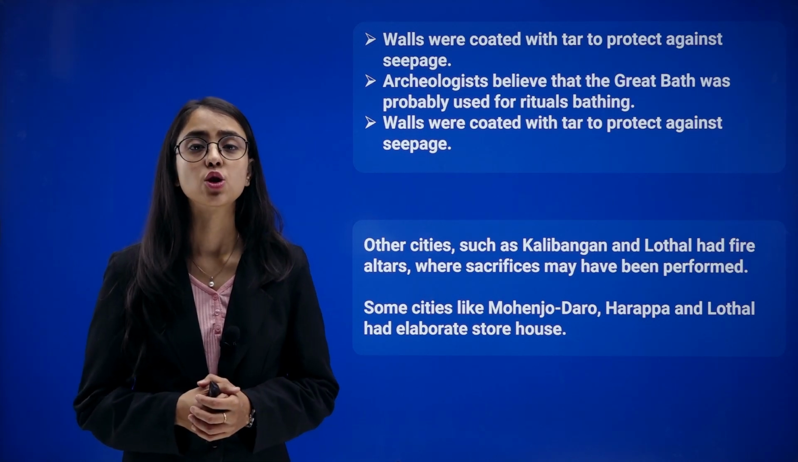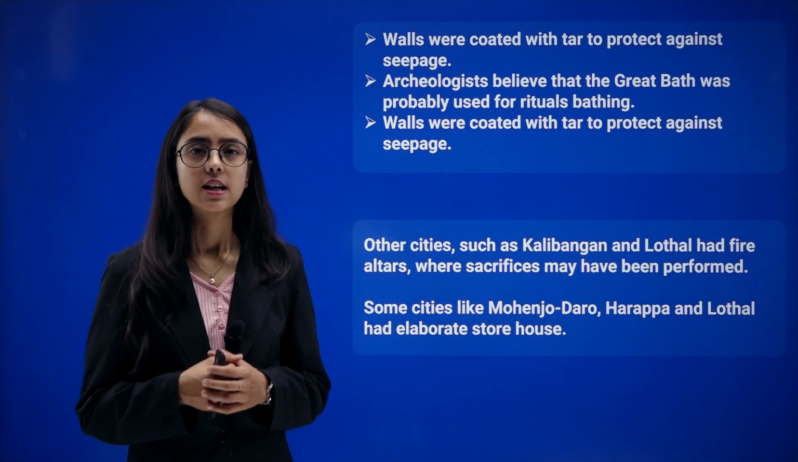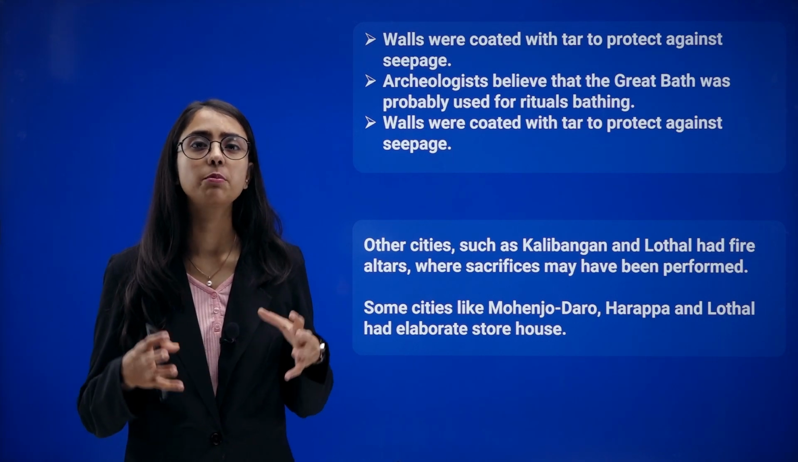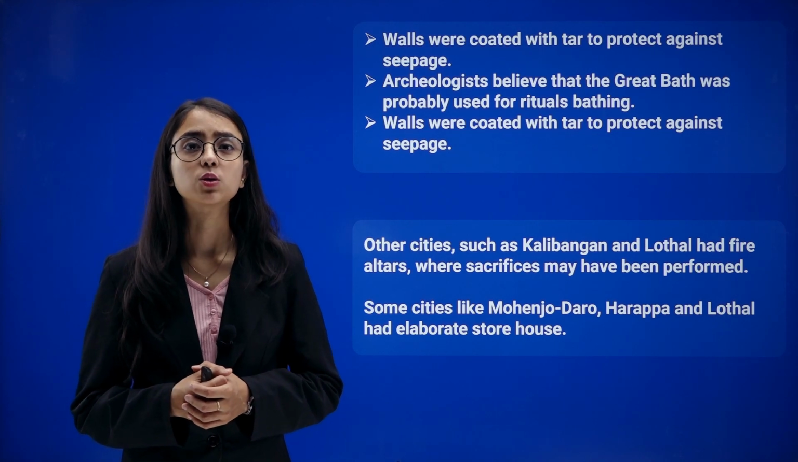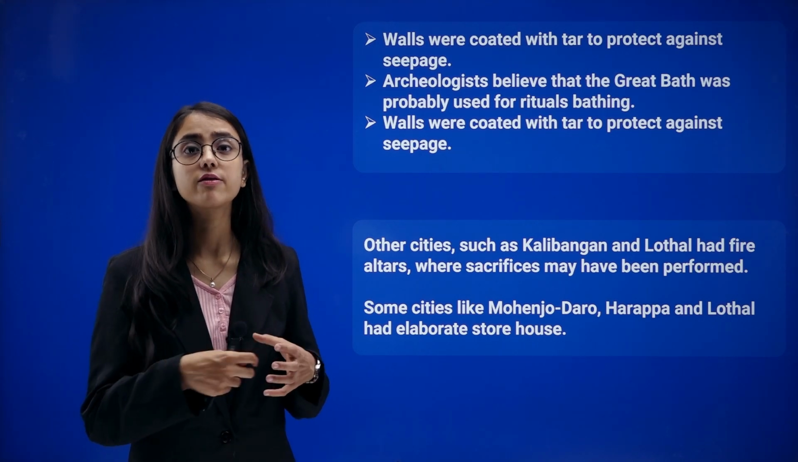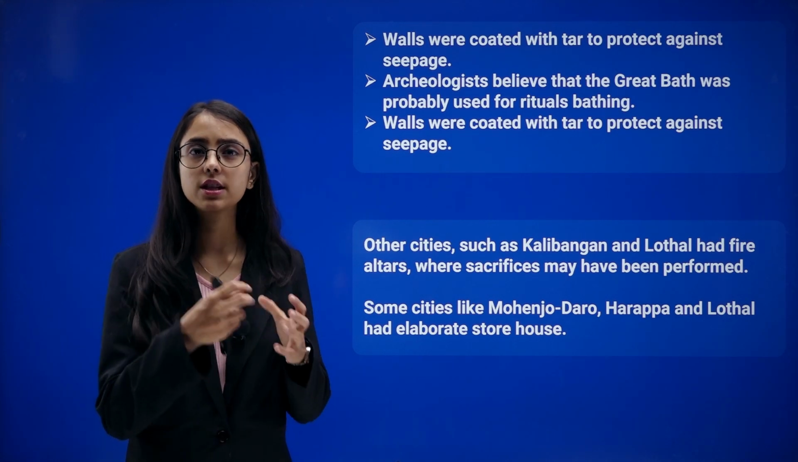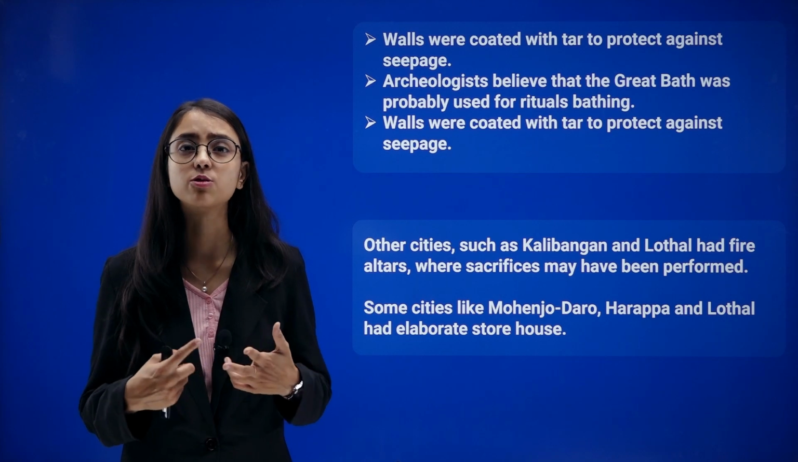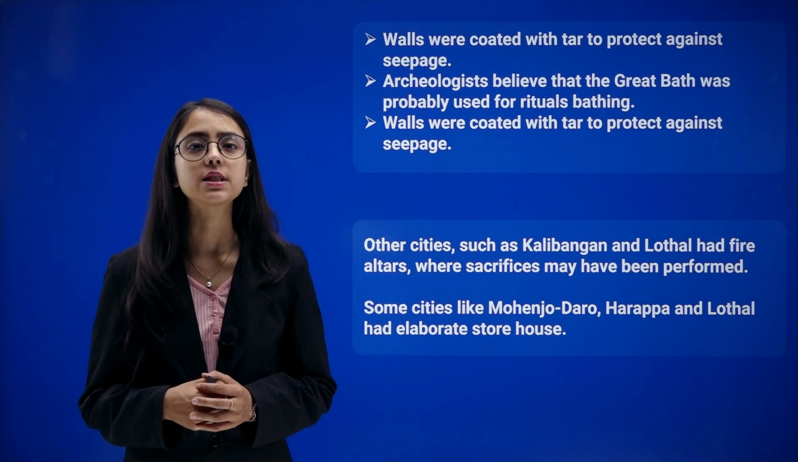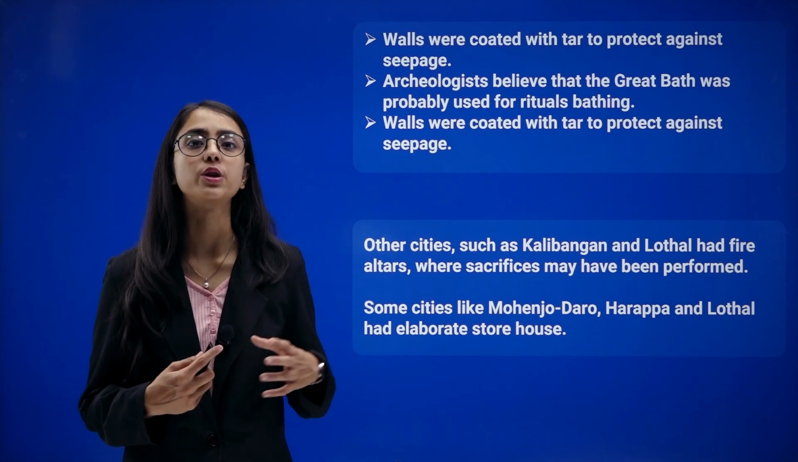great bath. So other cities such as Kalibangan and Lothal had fire altars. Since Mohenjo-daro had a very big public bath, cities like Kalibangan and Lothal had fire altars where fire would be produced, where sacrifices may have been performed. So these fire altars were used to perform sacrifices at the times of battles, wars, etc. Some cities like Mohenjo-daro, Harappa and Lothal had elaborate storied houses.